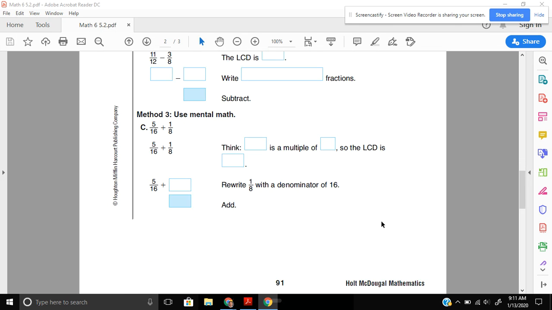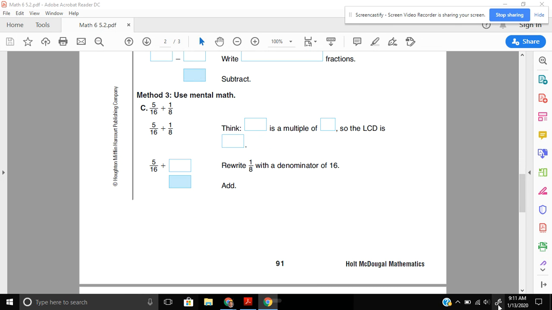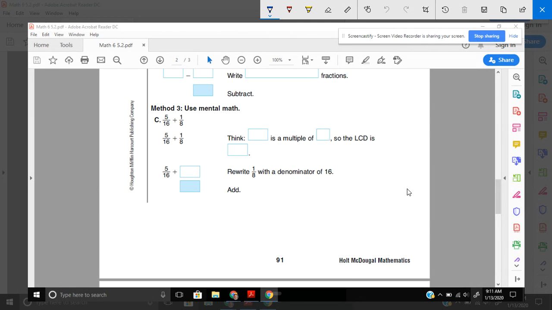Lastly, for method number 3, we're going to use a little bit of mental math. So I have 5/16 plus 1/8. And I'm going to think that, okay, well, 16 is a multiple of 8. So the least common denominator is going to be 16. Because I could easily get 8ths into 16ths by just doubling it. Again, multiplying by 2.